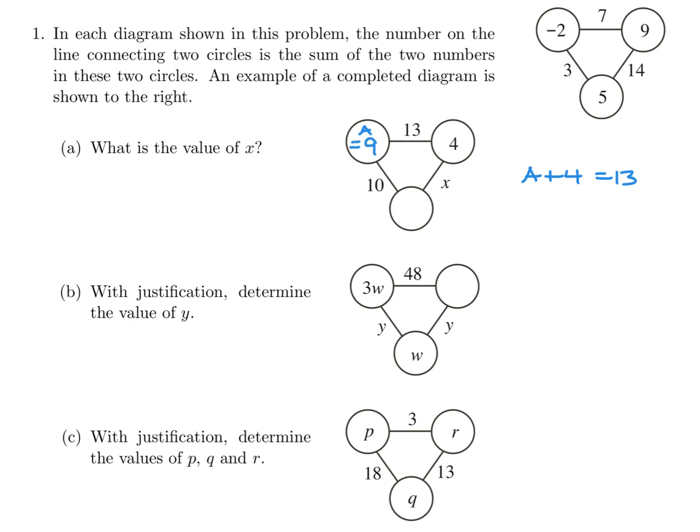And very similarly, if this is b, b plus 9 would be 10, and therefore that means that b is 1. And therefore x is basically 1 plus 4, and that means x is 5.